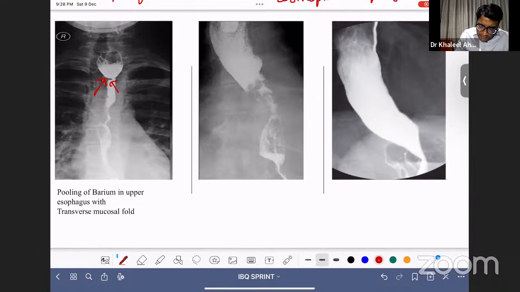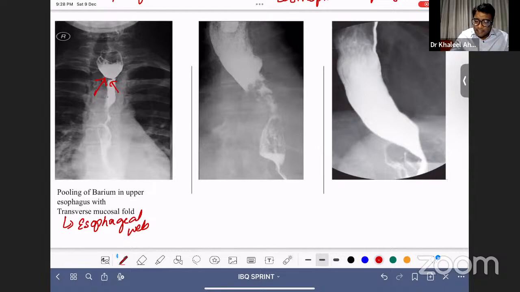This is esophageal webs. Esophageal web is associated with Plummer-Vinson syndrome. Esophageal webs are present in the upper part of the esophagus. Schatzki's ring, a similar mucosal ring, would be present in the lower part of the esophagus. That would be Schatzki's ring. Esophageal web in the upper part of the esophagus is associated with Plummer-Vinson syndrome.